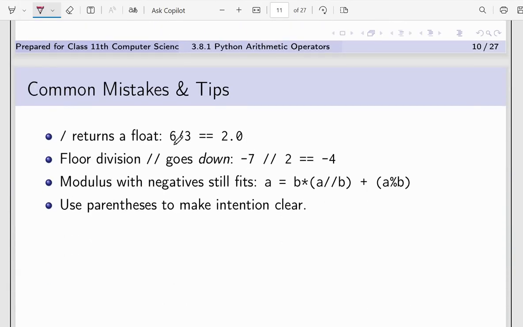Common mistakes and tips. Division always returns a float: 6/3 will give you 2.0. Floor division goes down: -7 // 2 will give you -3 point something, but due to floor you will get -4. Modulus with negatives still fits. How will you get a? a equals b times (a // b) plus a % b. Use parentheses to make the intention clear.